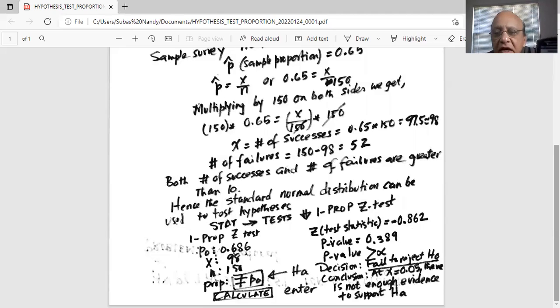On my screen, the first line is proportion not equal to 0.686. That is my alternative hypothesis, my test hypothesis. And my test statistic Z is minus 0.862. My p-value, which is the third line, is 0.389. This p-value is greater than alpha. So when p-value is greater than alpha, the level of significance, which was 0.05 in this problem, my decision is fail to reject H0 because p-value is greater than alpha.